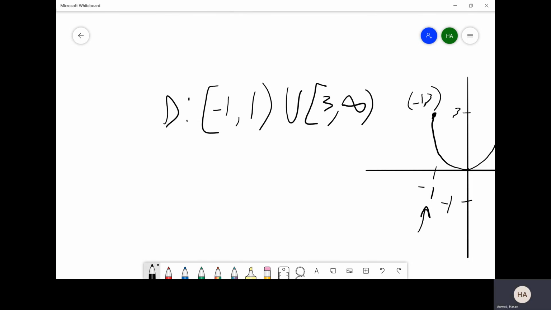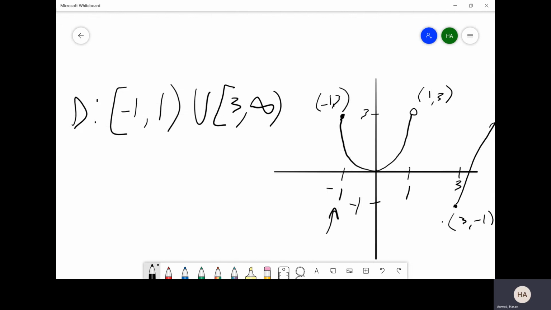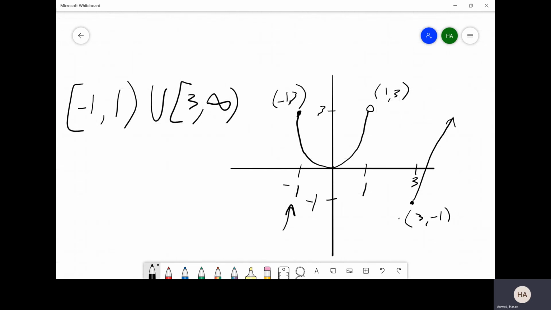Okay, so we see our domain from reading from left to right is from -1 to 1. We're including -1, but excluding the positive 1, and we're unioning that with the other interval from 3 to infinity, and we're including +3 here. Okay, so that was that, and now we have to find the range.